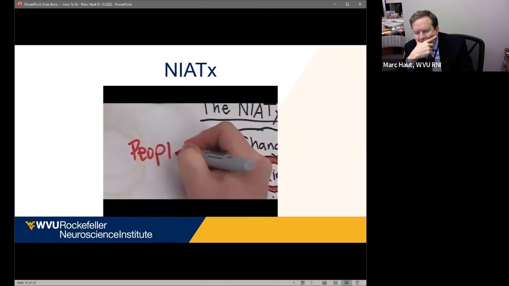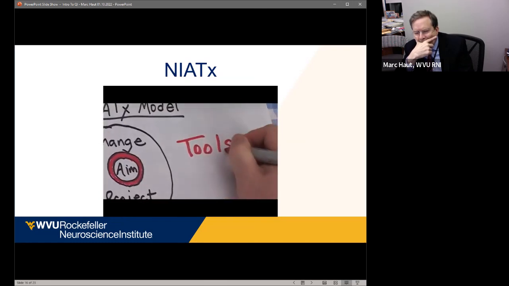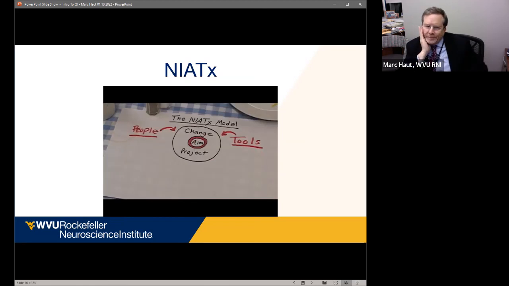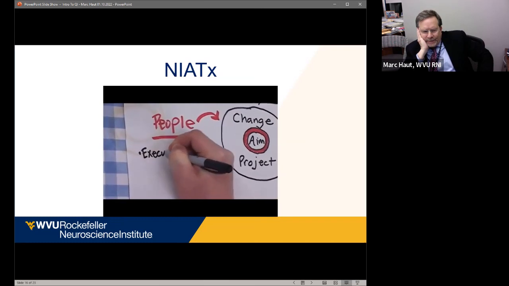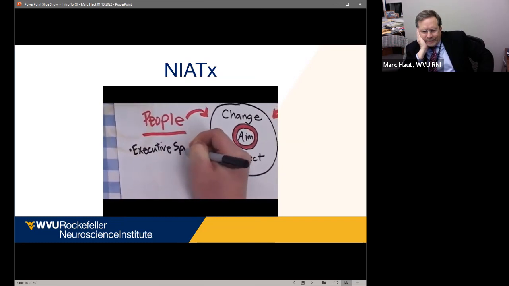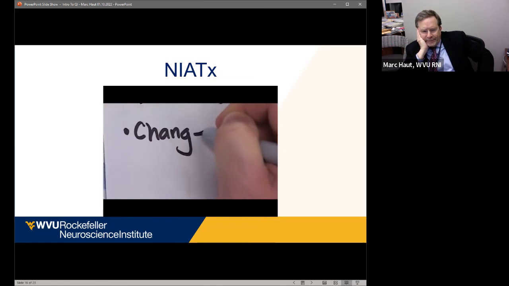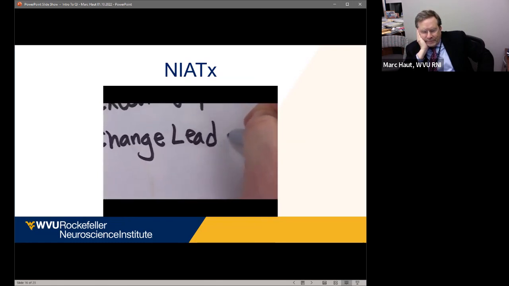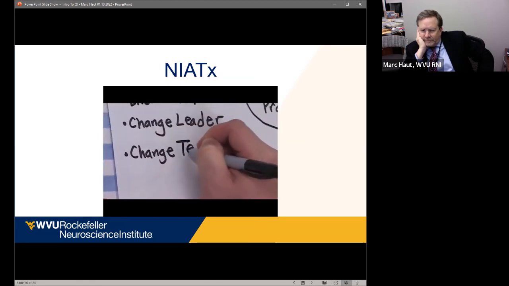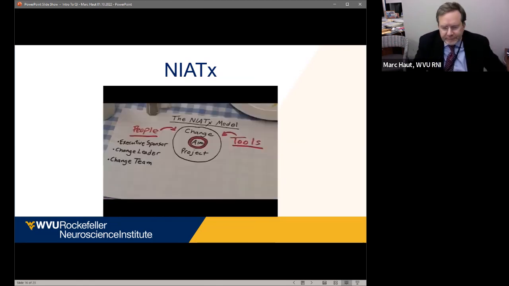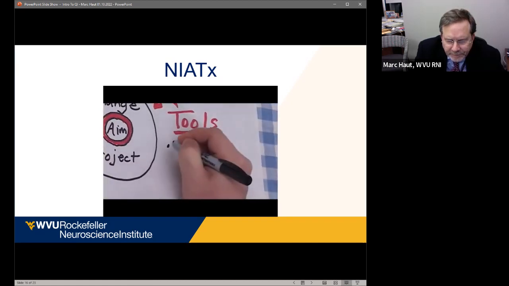Now, to carry out a change project, you need people and some tools. On the people side, we emphasize three key roles. The executive sponsor, they're often a senior leader in the organization and they help remove barriers for the project. The change leader is the project owner and they lead and coordinate the change team, which is a group of staff members selected to work on the change project. Now, when it comes to process improvement tools, the NYTEX model focuses on 4 that we've found to be easy to learn and effective for most change projects.